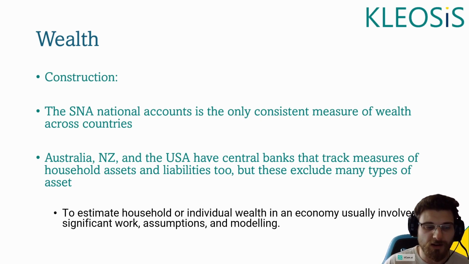And then Australia, New Zealand and the US actually have central banks that track a lot of data, and some of that data includes data on household assets and liabilities. But again, these exclude a lot of different types of assets. And then essentially you just mash those two sources of data together with some assumptions, with some modelling, whatever you need to do, and you come up with this wealth estimate.